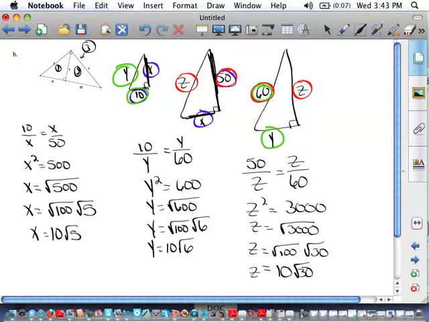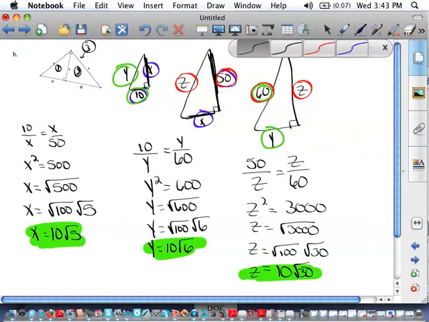Okay, so those are your answers for x, y, and z. And you should expect to see a problem very similar to that tomorrow on the test.